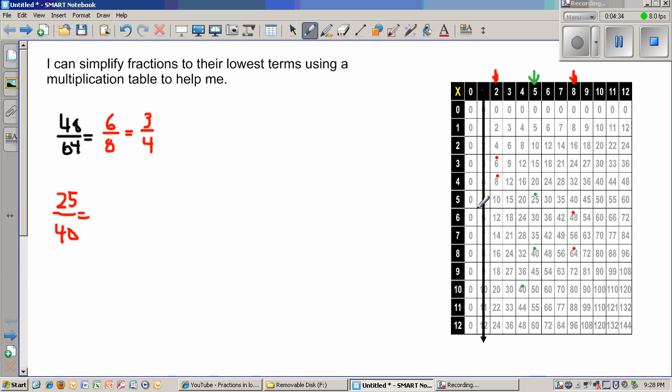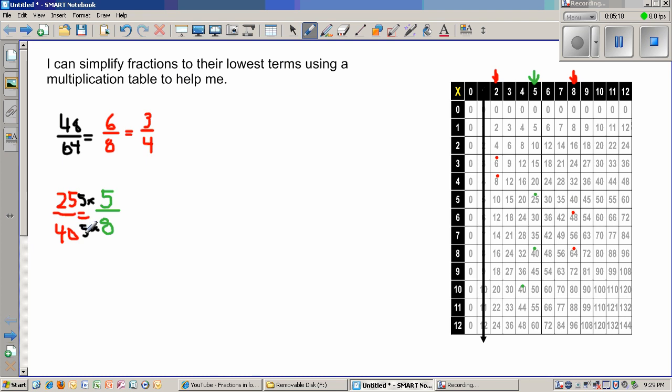So what can we say? Can we say that 5 times 5 equals 25? We sure can. What about our 40? Can we say that 8 times 5 equals 40? We sure can. So that actually simplifies to 5/8. Let me just go back here and show you guys something. We're saying that 5 times 5 equals 25. We're also saying that 8 times 5 equals 40.